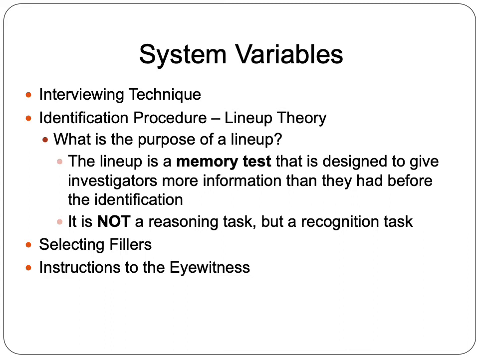There's a lineup theory, right? The purpose of a lineup is a memory test that's designed to give investigators more information than they had before the identification, right? It's not a reasoning task. It's a recognition task. And the vast majority of people should be able to, within 5 to 7 seconds, pick out who the person is when they look at a lineup.